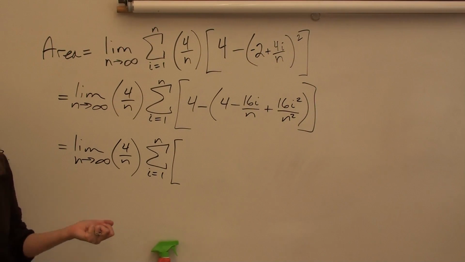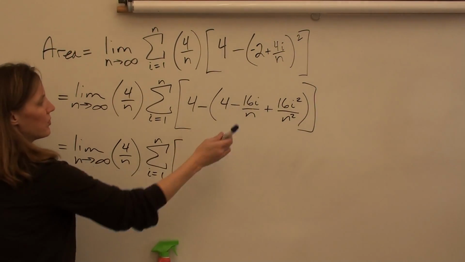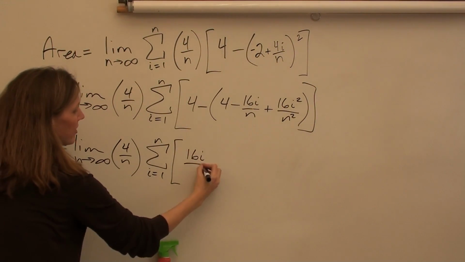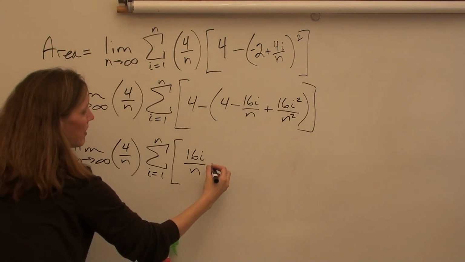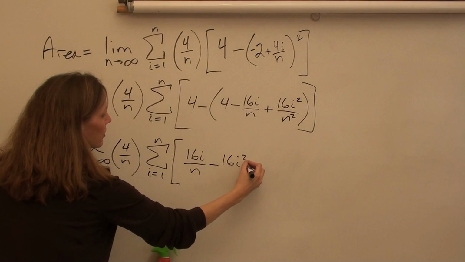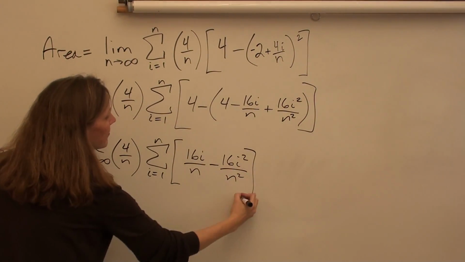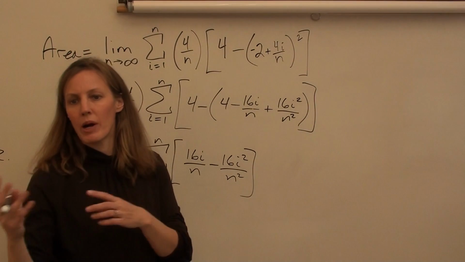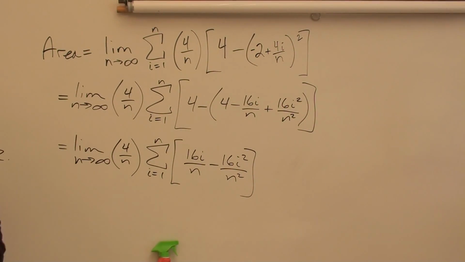All right, I'm just going to combine like terms. So 4 minus 4 is gone. Negative negative is positive 16i over n, and then minus 16i squared over n squared. Would it be minus 8i over n? You have to do it twice. Do you understand why? Because you have an outer and an inner. Yeah. Okay.